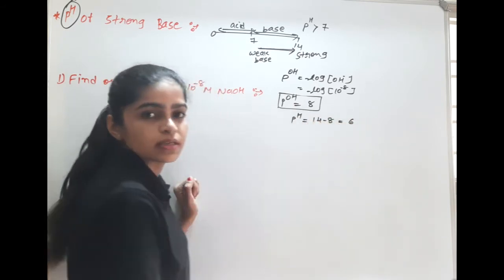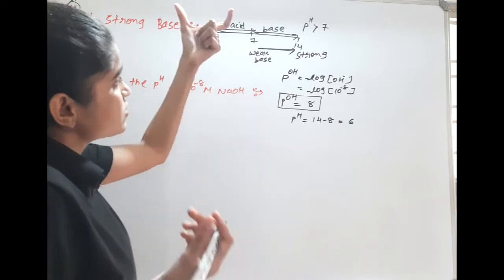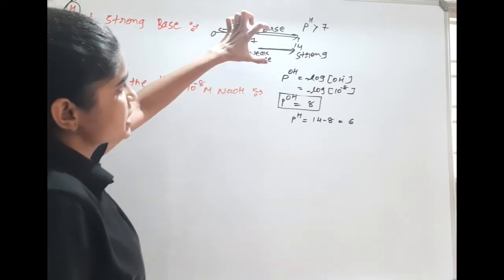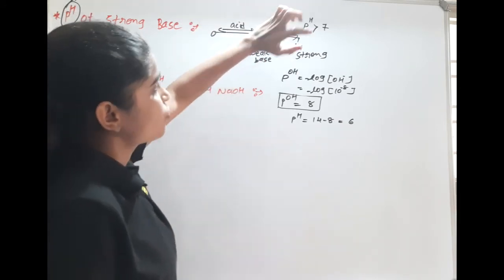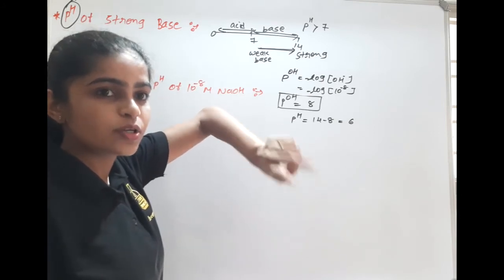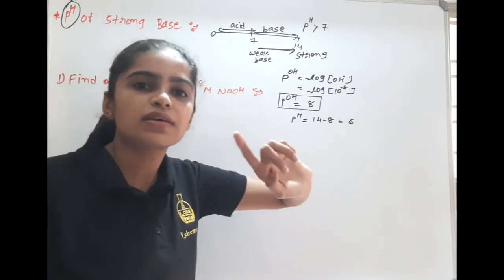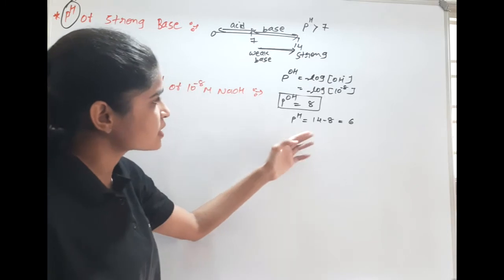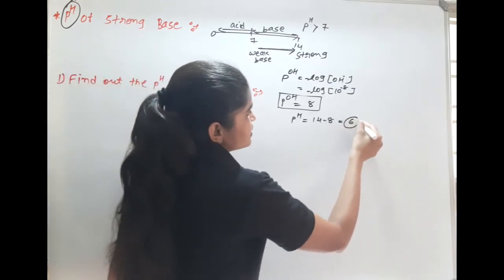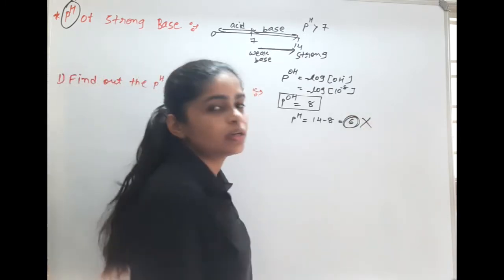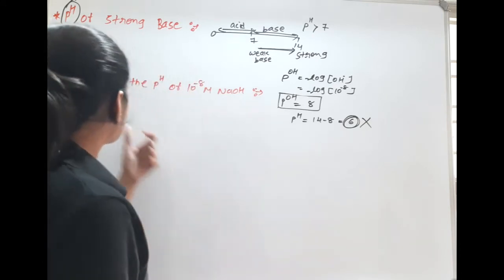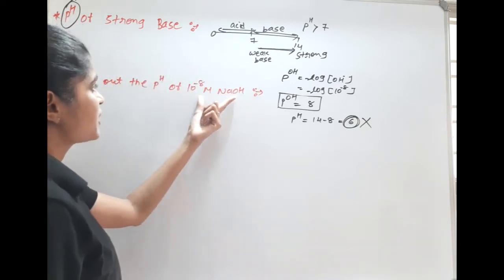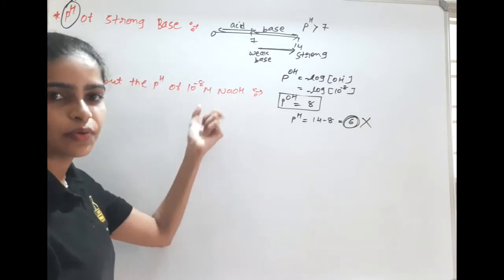So pH is equal to 14 minus 8, which is 6. But we know that the pH of a base lies between 7 and 14. That means the pH should always be greater than 7. But in this case the pH value comes out as 6, so this is wrong. So how do we find the pH of 10 raised to minus 8 molar NaOH?